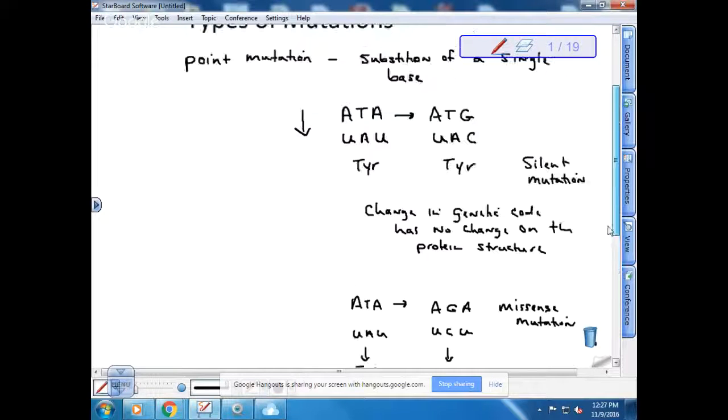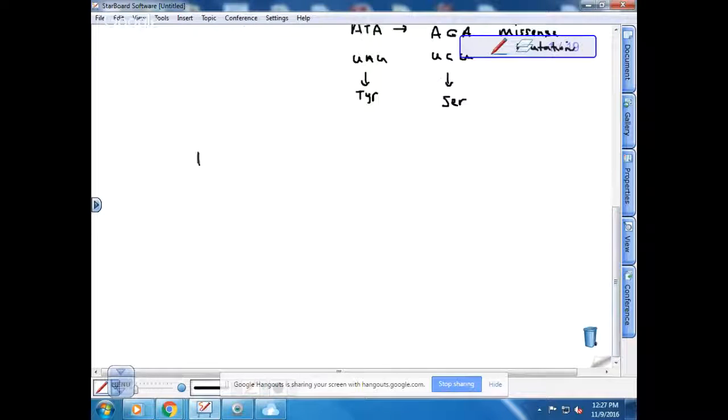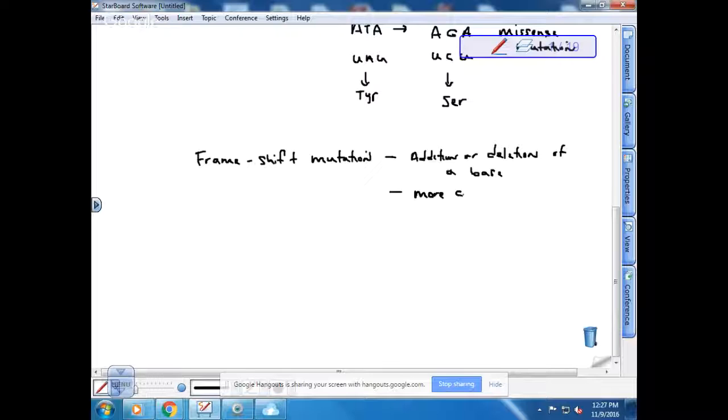Sometimes we can also have what are called frameshift mutations. This is where we have an addition or deletion of a base. And this causes a much more dramatic effect. It causes more change in the protein than a substitution, than a point mutation causes.